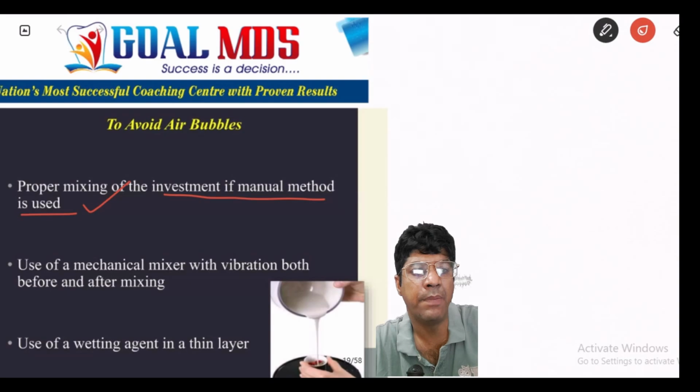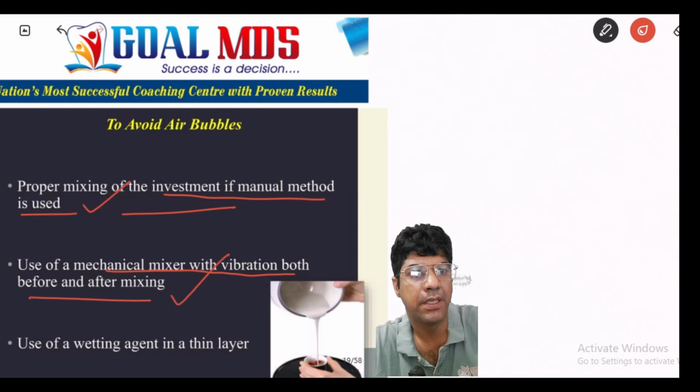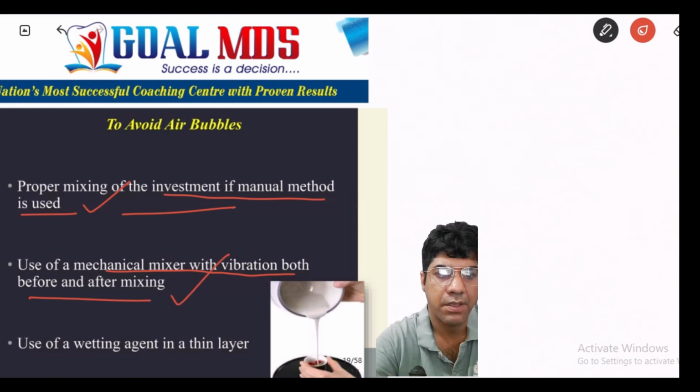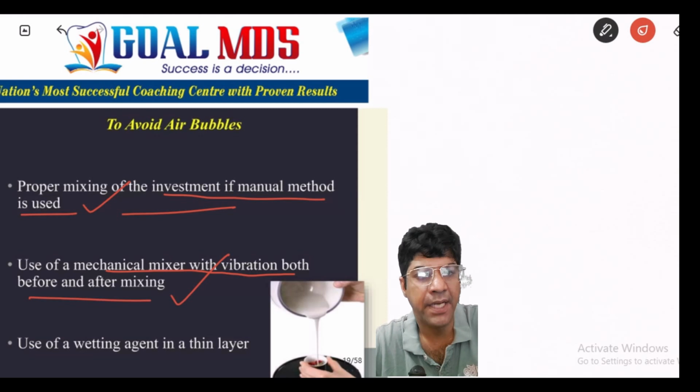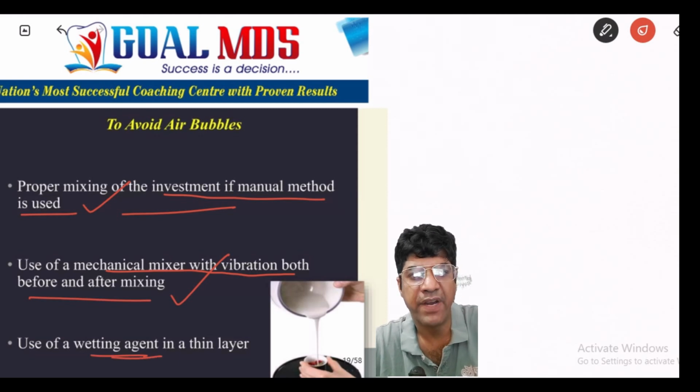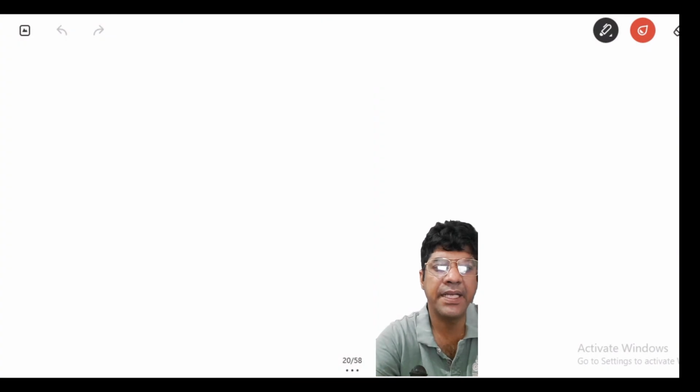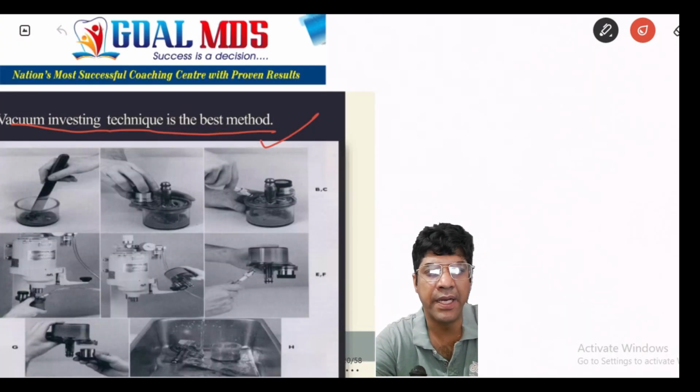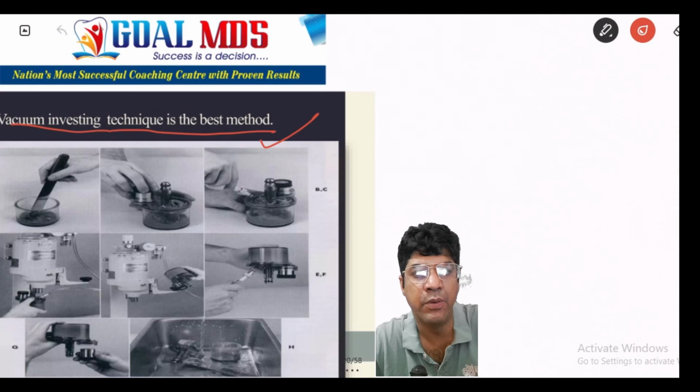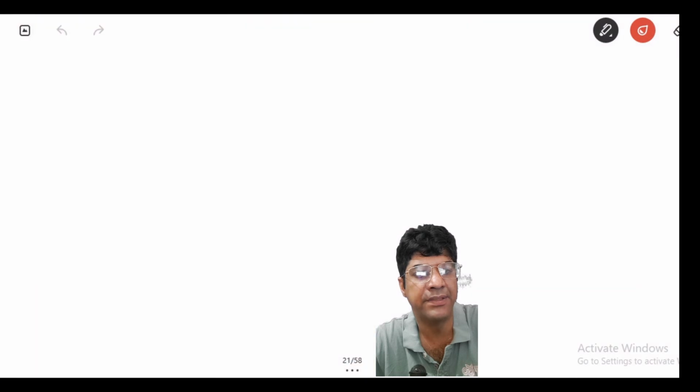Other is the manual method. One can use a mechanical mixer with vibration, or consider using the wetting agent to prevent the collection of air bubbles on the pattern surface. Apply the wetting agent in very thin layers on the wax pattern. Allow the wetting agent to air dry, as excess liquid can dilute the investment material, which can lead to surface irregularities on the casting.